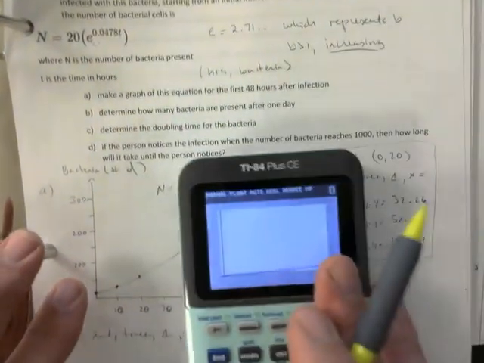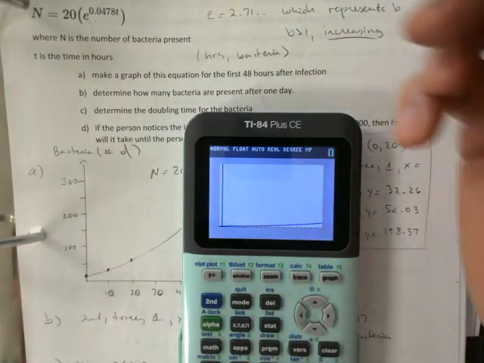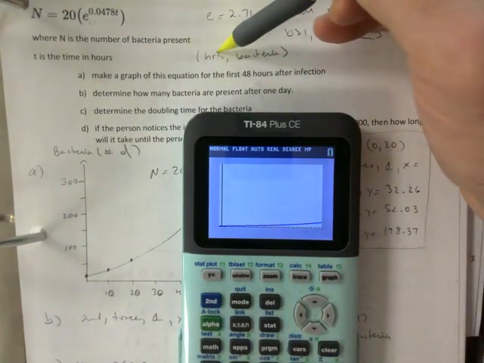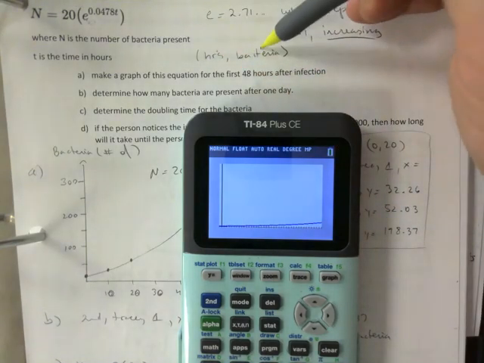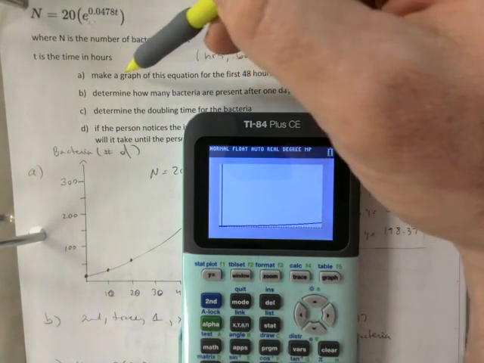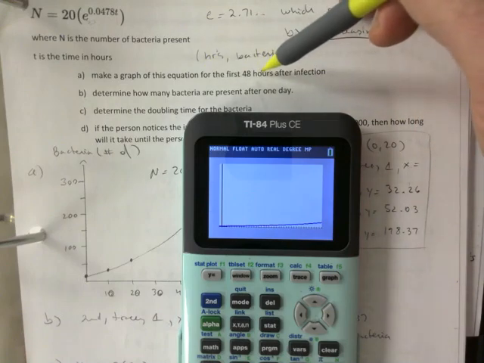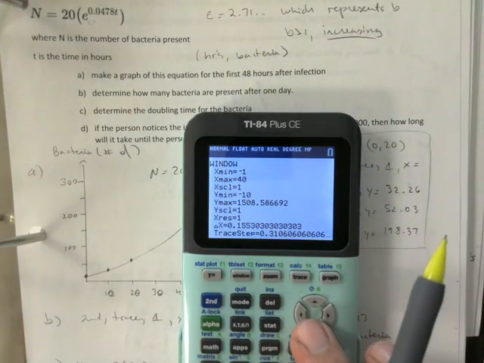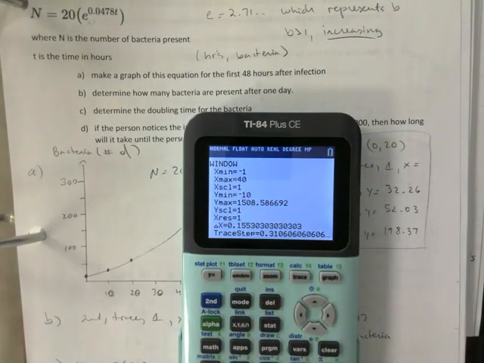And then I kind of will let the question guide me a little bit. I know that t is time in hours, N is the number of bacteria. It asks for a graph for the first 48 hours. So I'm going to change my x max to, let's say, 50 or 60.